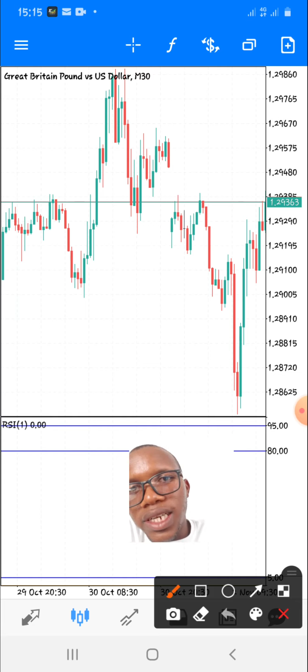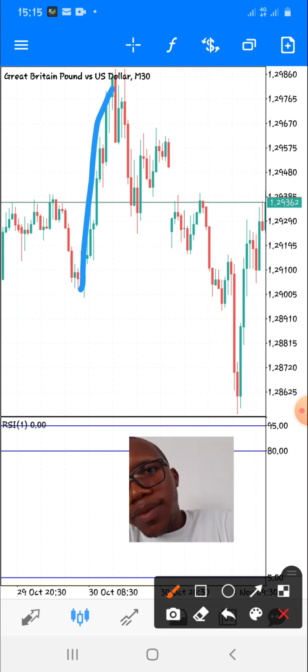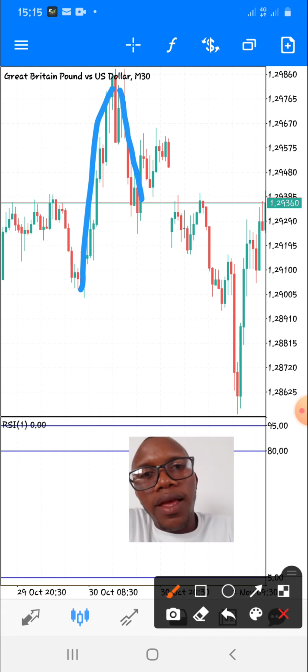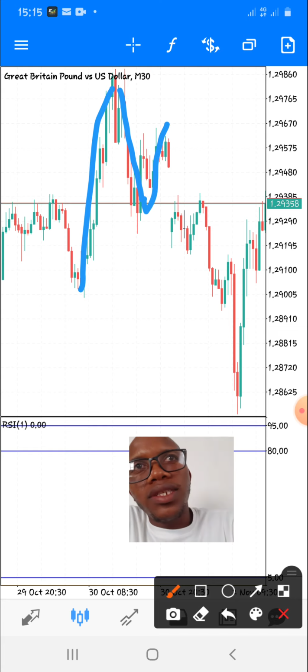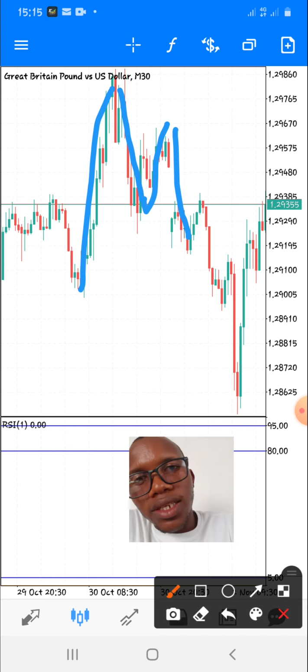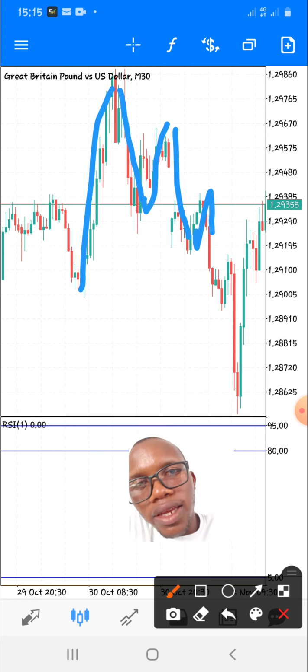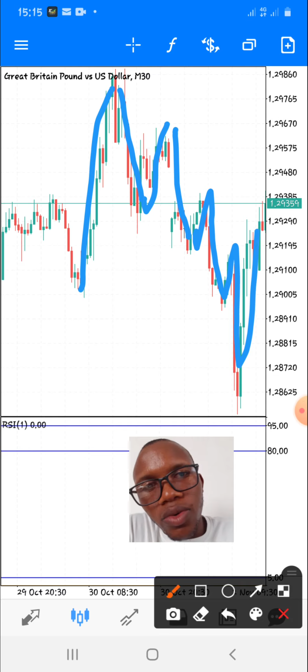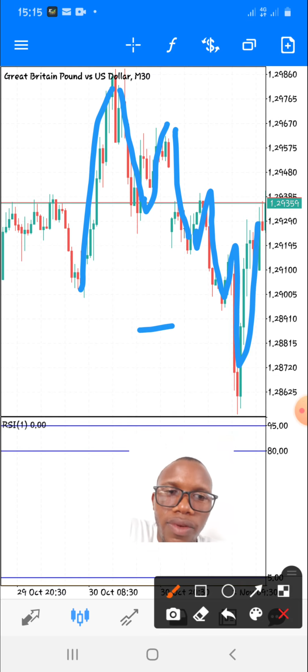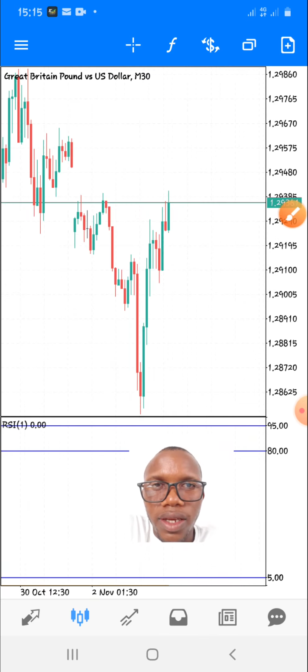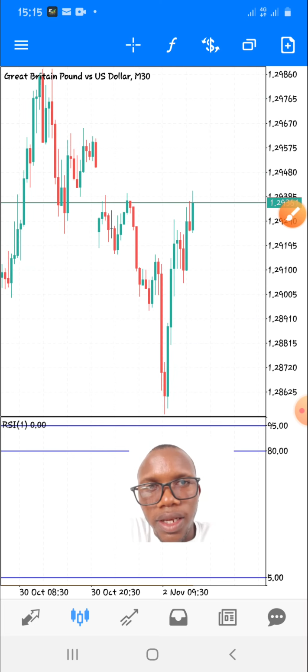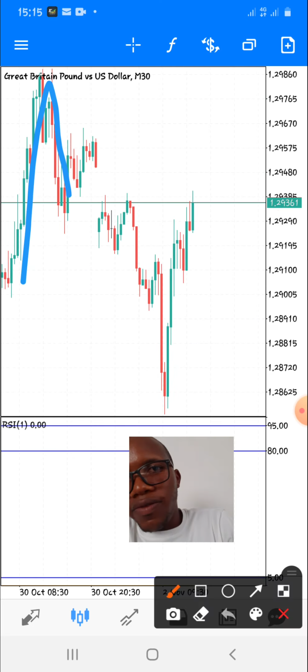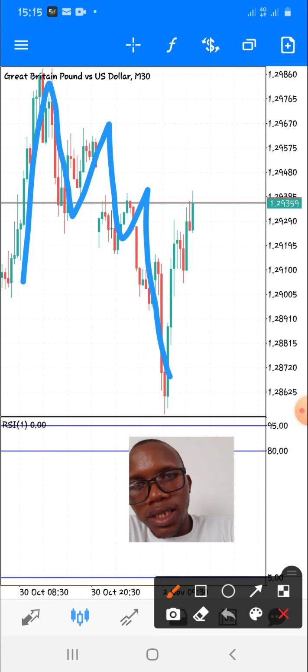You need to draw the vertical line from this area up to this area, then from this area up to this area, then from this area up to this area. You see, you draw the vertical lines. In fact, you identify where the price will be moving. Let me start afresh. The vertical lines should be like this, where the price has been moving.